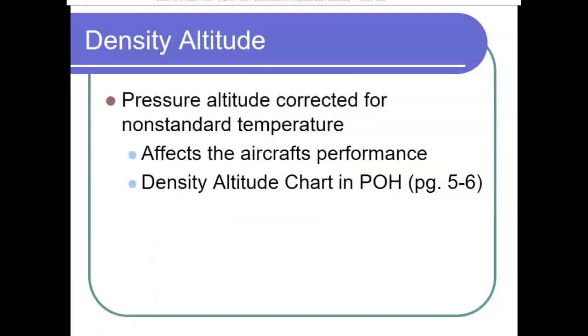Density altitude is simply pressure altitude corrected for non-standard temperature. And remember, density altitude affects the aircraft's performance. High density altitude means low density air, and that leads to lower performance. Low density altitude means high density air, and that leads to better performance. There's a density altitude chart in the Pilot's Operating Handbook for the Diamond DA-40 on page 5-6 that allows you to convert pressure altitude to density altitude based on outside air temperature.